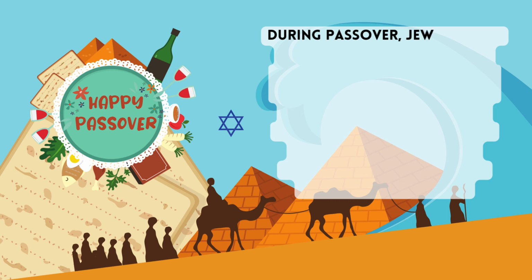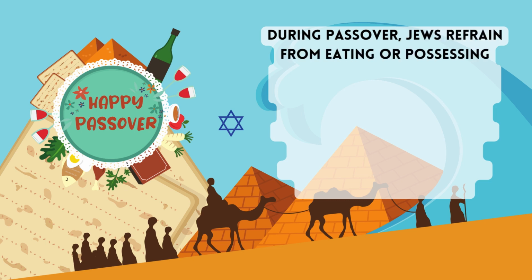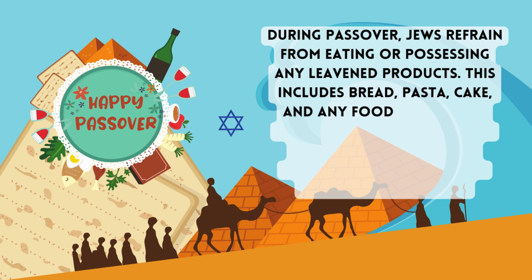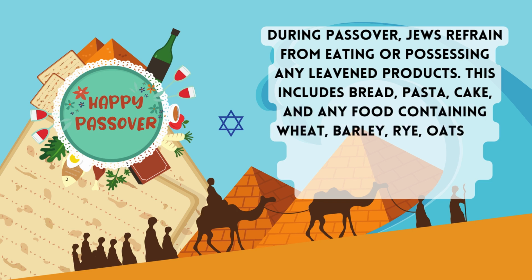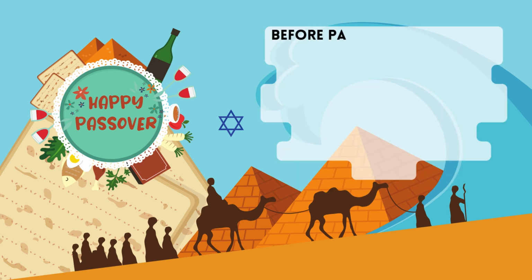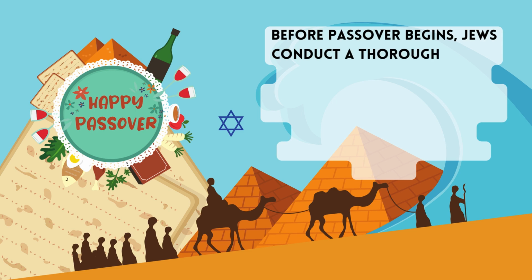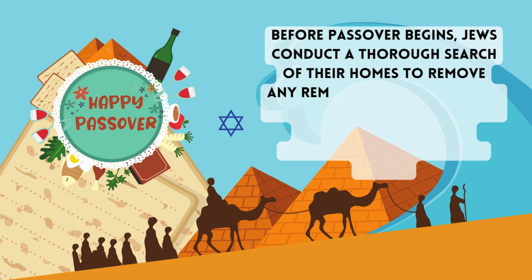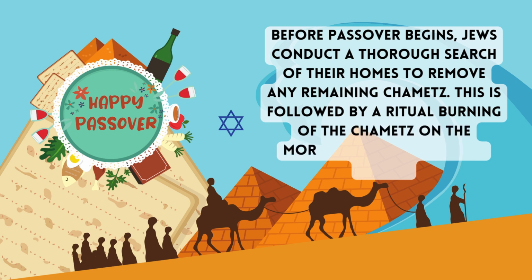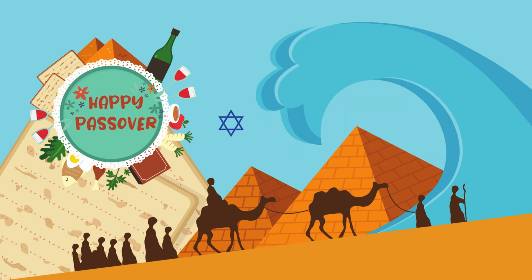During Passover, Jews refrain from eating or possessing any leavened products. This includes bread, pasta, cake, and any food containing wheat, barley, rye, oats, or spelt that has not been specifically designated as kosher for Passover. Before Passover begins, Jews conduct a thorough search of their homes to remove any remaining chametz. This is followed by a ritual burning of the chametz on the morning before Passover begins.